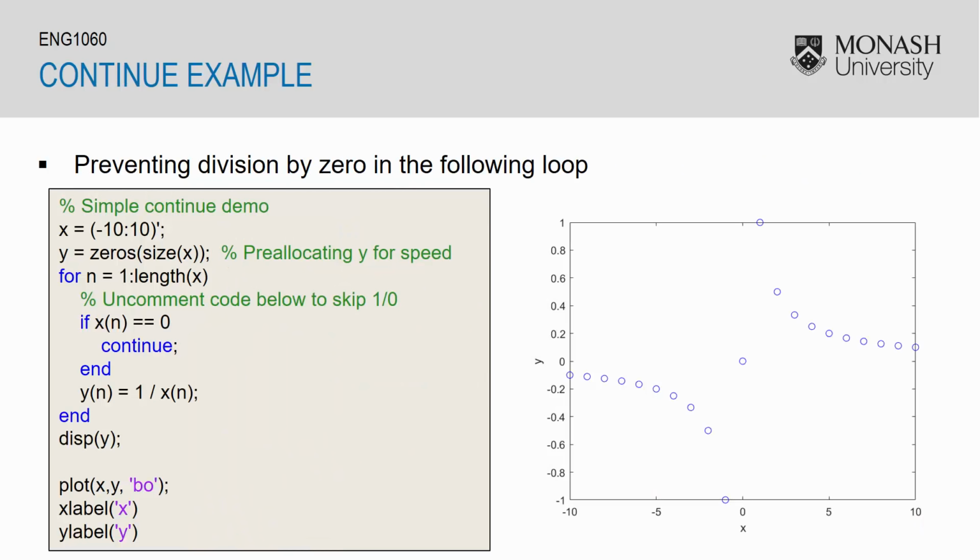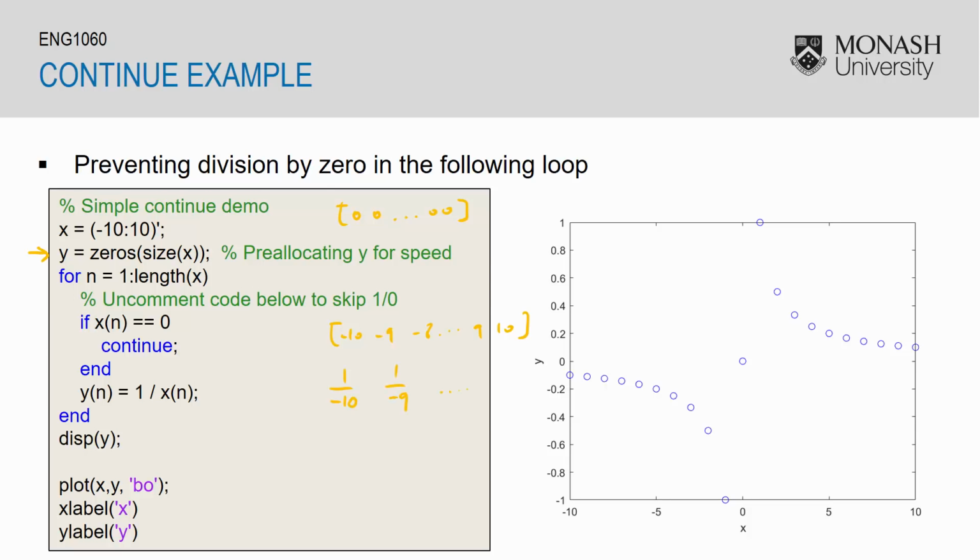A continue example is shown here, where we have an x vector. We are pre-allocating y to be the size of x filled with zeros. So essentially it is a vector filled with zeros. We are then stepping through each value of x, which starts off as -10, -9, -8, up to 9, 10. And we're calculating 1 divided by the element. So for the first instance, it will be 1 divided by -10. Then in the next iteration, where n is equal to 2, we are saying it's 1 divided by -9, and so forth.